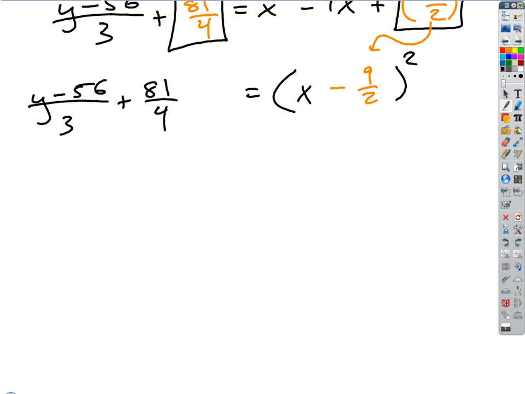Right, so what are the steps in order to get the y by itself? Minus 81/4. Multiply by 3, add 56, right? That's it. So y minus 56 over 3 equals this, minus 81/4.